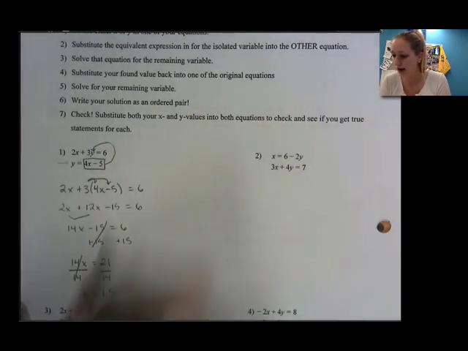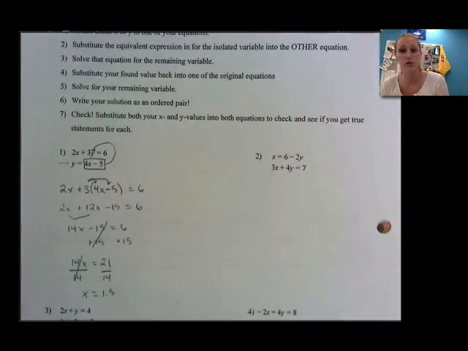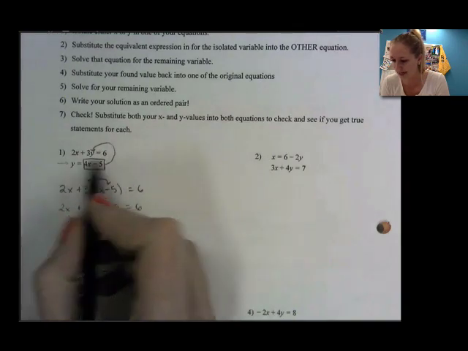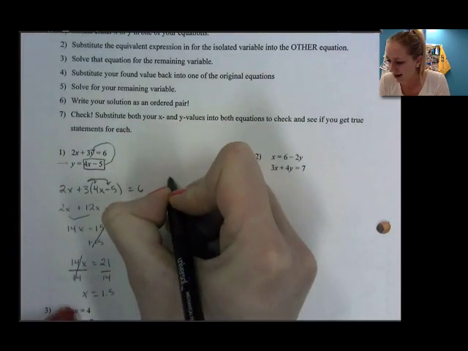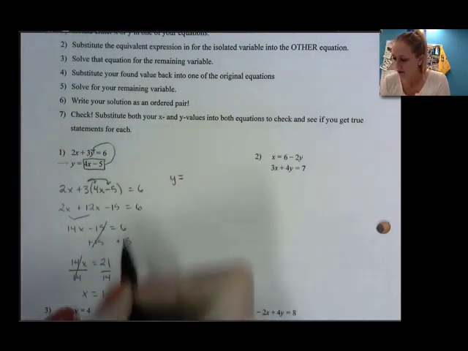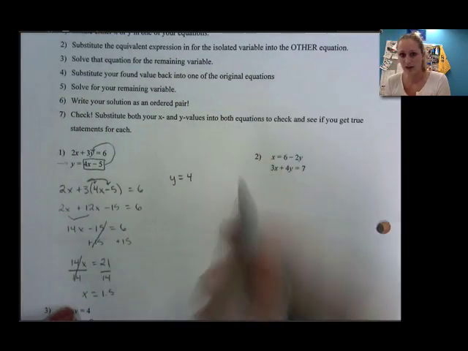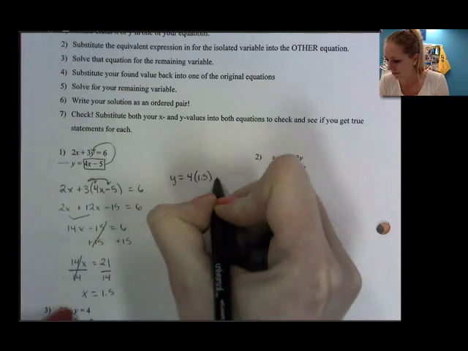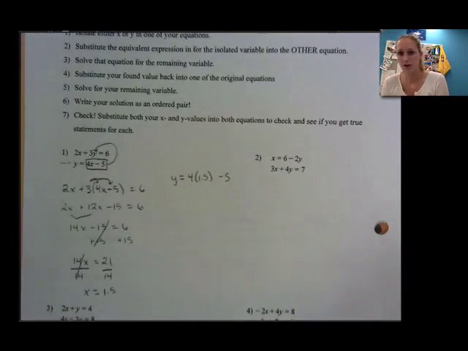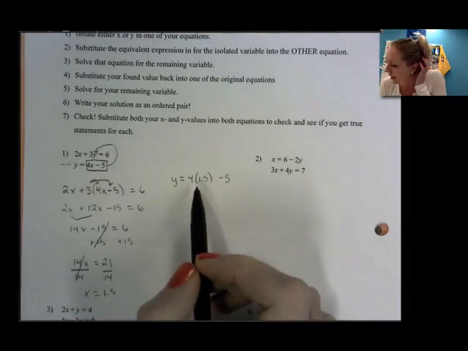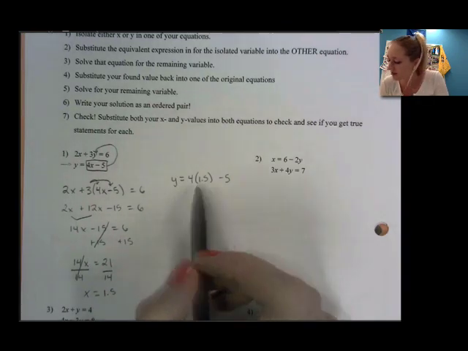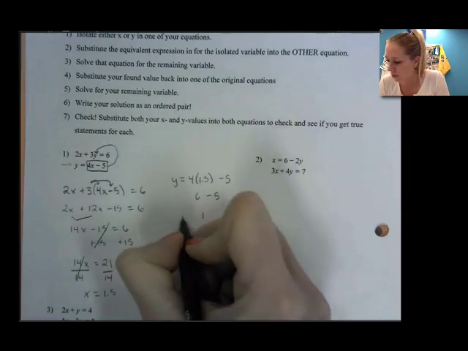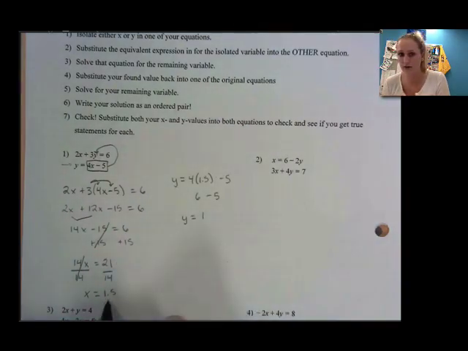So here we just did step 3, so step 4. Substitute what we found for x back into one of the original equations. Does not matter which one. So I'm going to go ahead and plug it back into my second equation. So I have y equals 4x minus 5, but we just found out what x is. X is 1.5. So I'm going to plug in 1.5 for x to figure out what y should be. So 4 times 1.5 is, I believe, 6. And then I do 6 minus 5, and I get 1. So y equals 1.